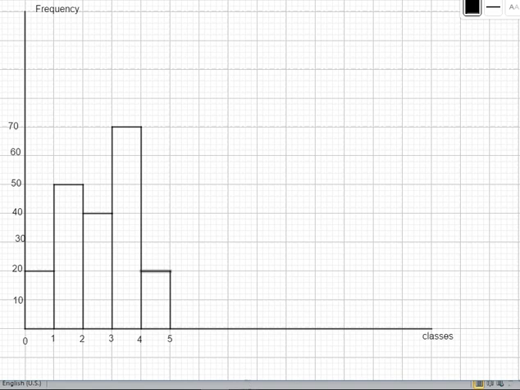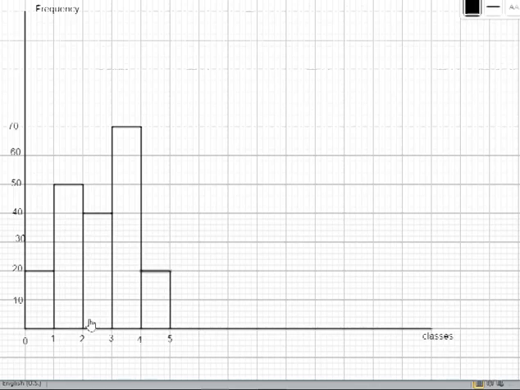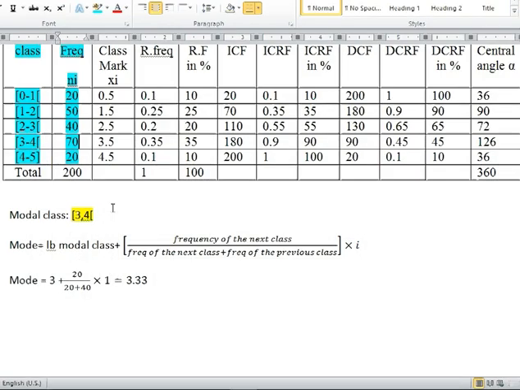So the frequencies were 20, 50, 40, 70, 20. So what I made, I took a scale, I moved 10 by 10 because I want to stop at 70. The highest frequency here is 70. So this is how I made it. The first box is 10, then 20, 30, 40, 50, 60, 70. Okay, you can take the scale that you want, but you have to reach 70 here because it is the highest frequency. Then you look at each class.